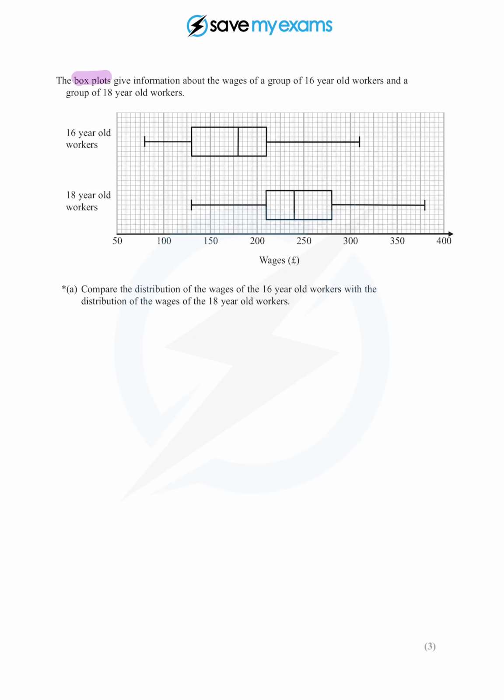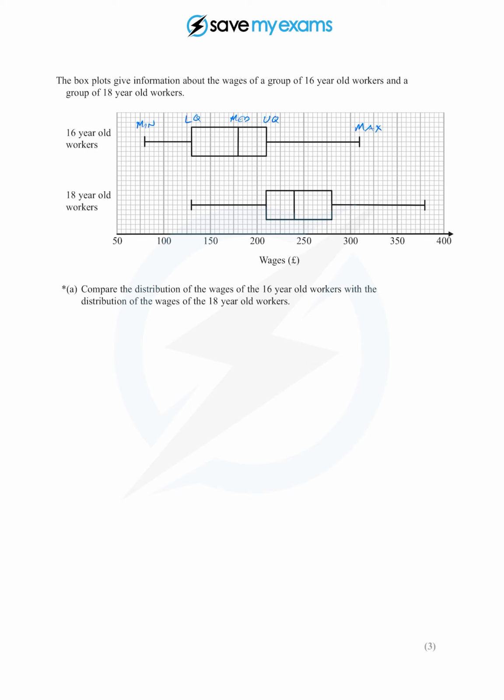Okay, so we have a couple of box plots here. Here they are. And let's just remind ourselves what box plots show. Well, they show 5 things, basically. They show the minimum, the lower quartile, the median, the upper quartile, and the maximum. In this case, all of those are wages, of course, and I could put that on the second one as well, but I won't.